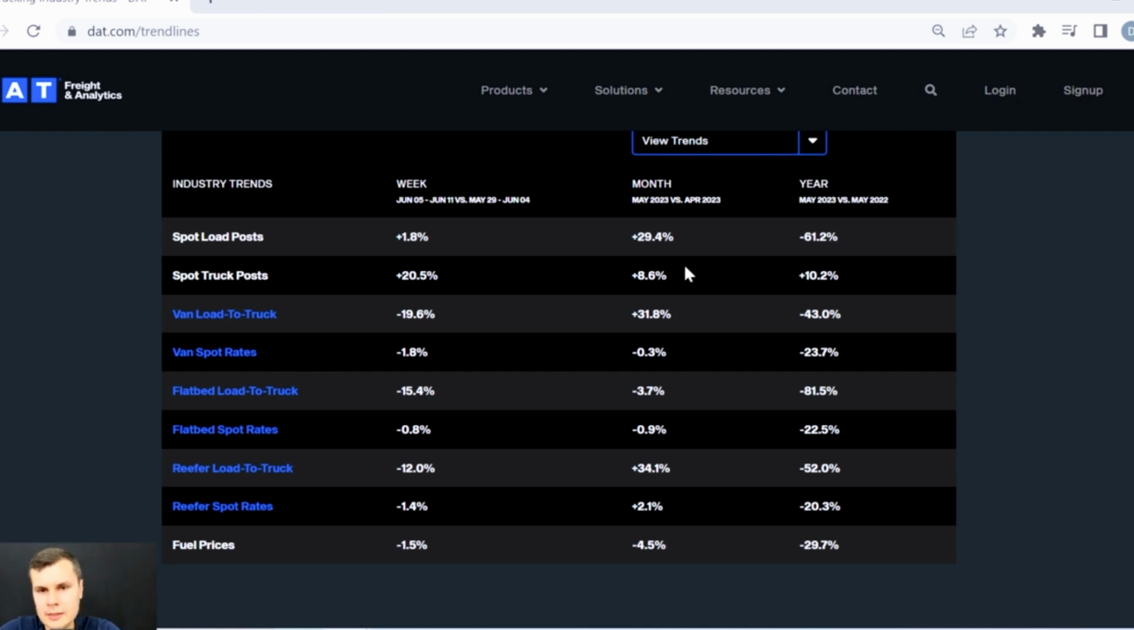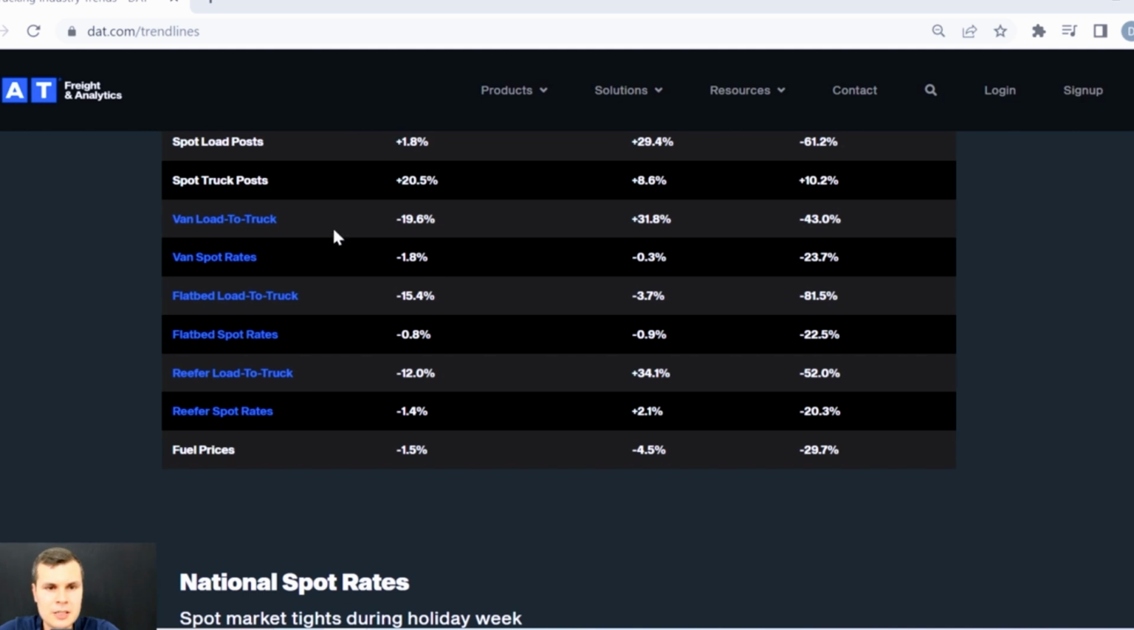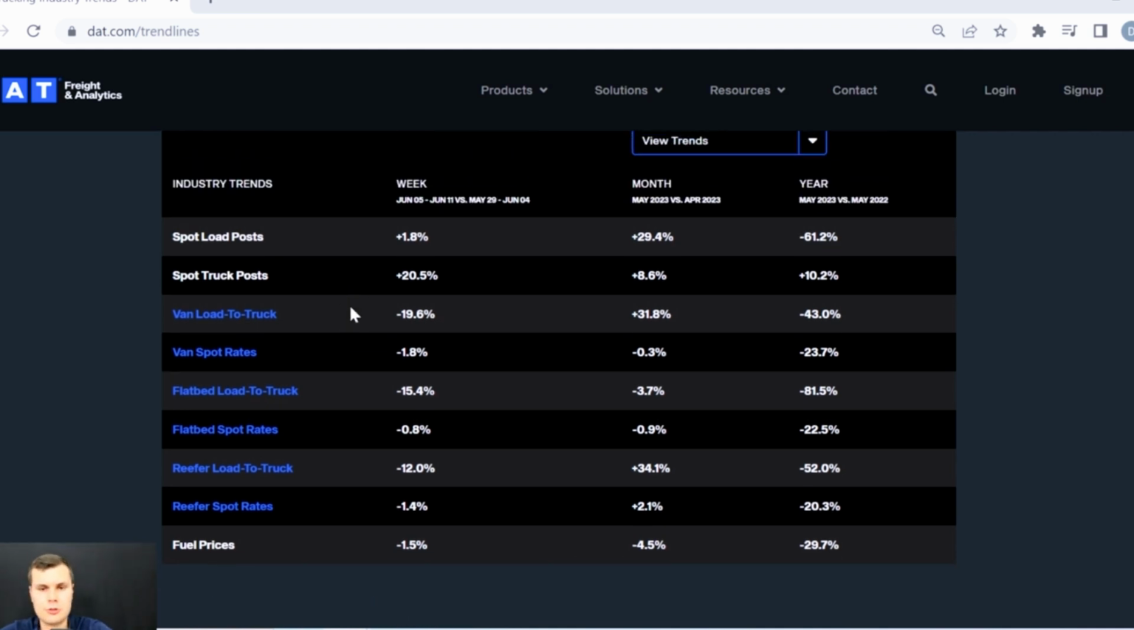So this statistics usually means that the rates, the prices for transportation have increased between the months of April and the months of May, just because of the increase of the demand. And then we see for each type of equipment, for dry van and flatbed and reefer, load to truck ratio. So load to truck ratio is essentially the ratio of demand, and the demand for transportation went up by pretty much almost 32% for dry van.